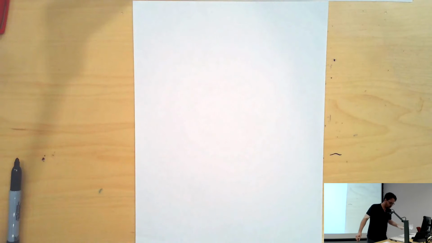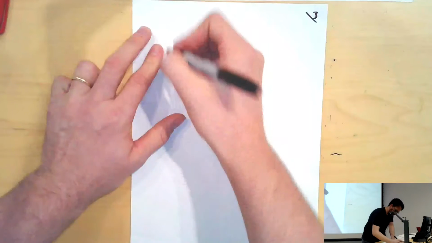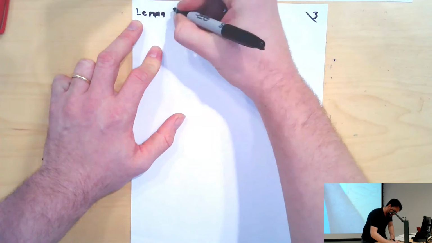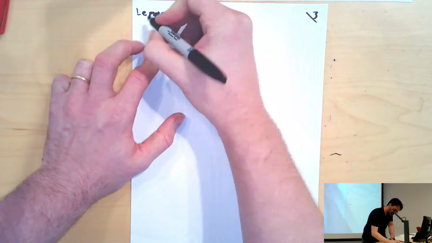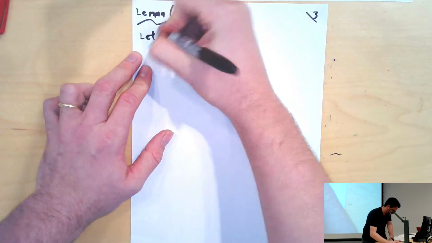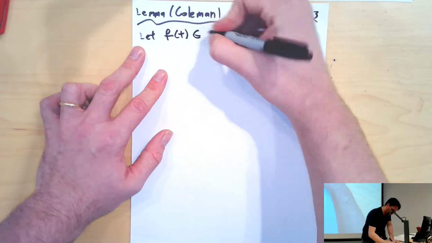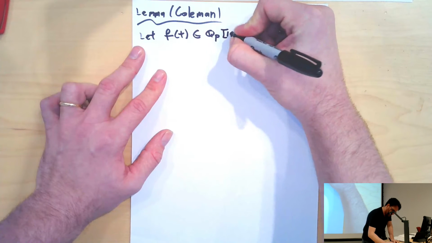So where do bounds come from? How do we prove this? Okay, so let's phrase this as a lemma just about power series. Let f(t) be a Q_p power series.